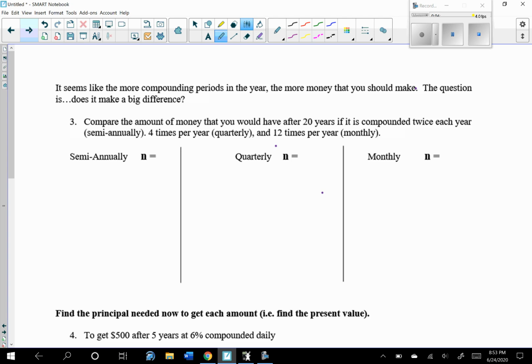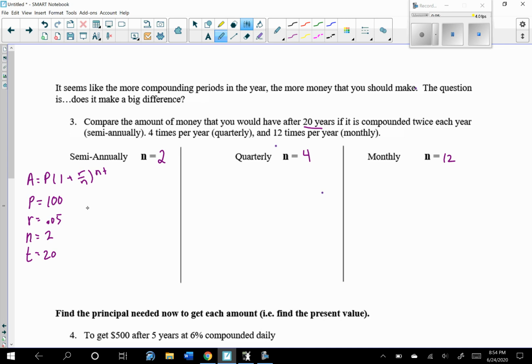So for this one, semi-annually, we know N is 2 because that's twice per year, quarterly is 4, and monthly is 12. So, of course, we want to write down the formula. A is equal to P times (1 plus R over N) to the NT power. And so in this case, P is still 100. R is still 0.05. N now is equal to 2, and T, again, it says after 20 years, so is equal to 20.